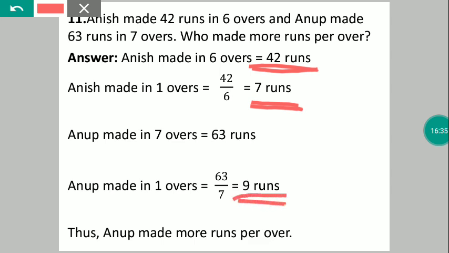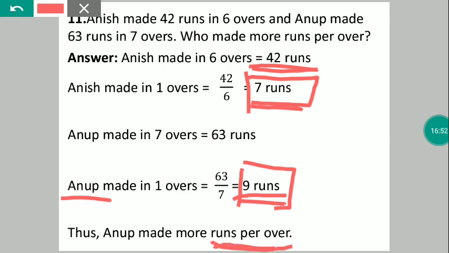So in 1 over Anish made 7 runs and Anup made 9 runs. So who made more runs in 1 over? That is Anup. So the answer is Anup made more runs per over. So this is question number 11.